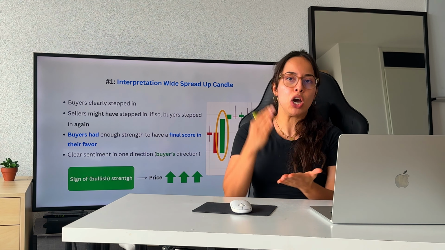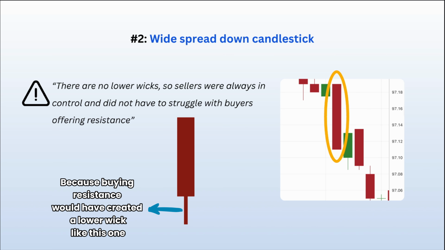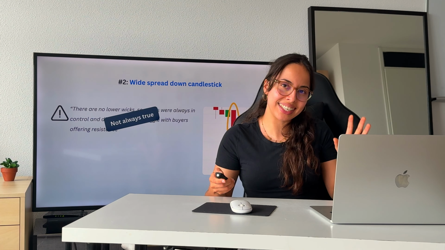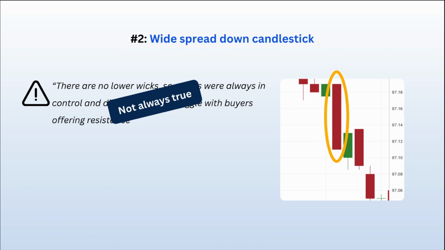And once again, there is the common misconception where people think that, hey, there are no lower wicks, so that means that the sellers were always in control and they didn't have to struggle at all with some resistance from the buyers. I know that this can sound very logical, but the truth is, this isn't always true, because this candlestick also has many different ways in which it could have been formed.